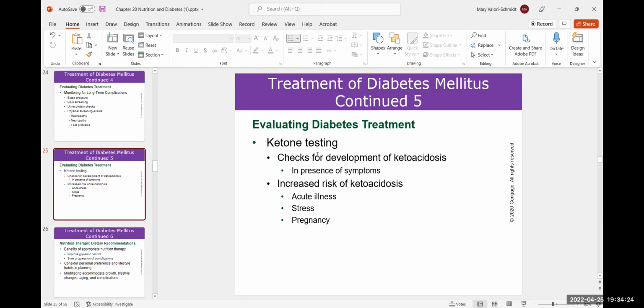Ketone testing, we can dipstick urine to see if there are ketones there. And with people that are diabetic, any incidence of stress, and stress can be physical stress like illness, psychological or emotional stress, and pregnancy is stressful. So all of those things increase the risk of blood sugars going wild, okay? So people that are diabetic have to be even more cognizant of their blood sugars if they're sick, if they're stressed out, or if they're pregnant.